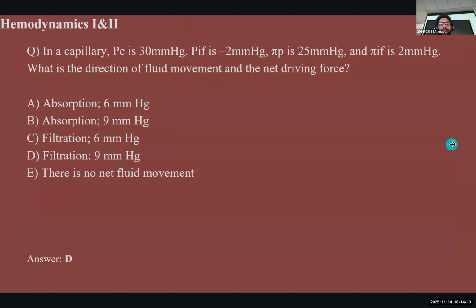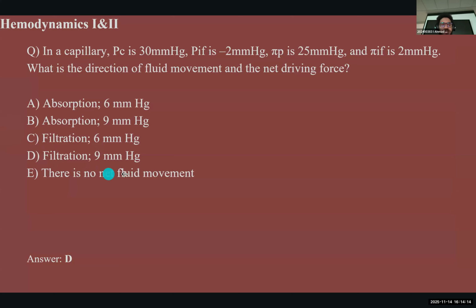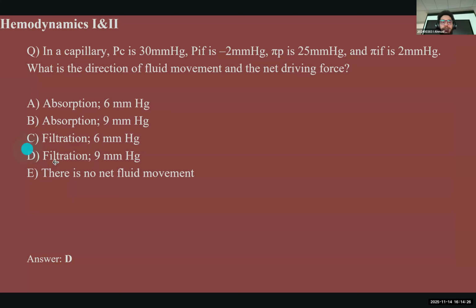If we subtract the forces that are pushing out against the ones that are coming in, we're going to get +9. Tamam? +9 means since we subtracted this from this, it means that the force that's pushing outside is 9 times higher than the one that's trying to keep it in or bring it inside. So as a result, we've got filtration. After you calculate, you're left with B and D, and that's when you would go for D as the answer. All clear? If the answer was negative, it would be absorption.